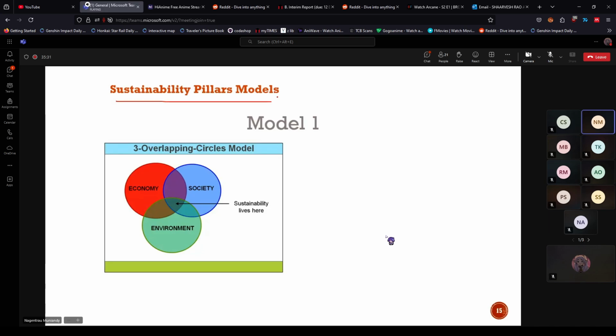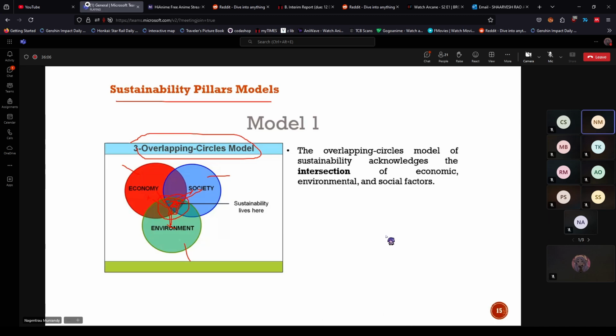There are 3 models. The first one, we call it the 3 overlapping circles model. That means we have economy, society, and environment, and this intersection point is what we call sustainability. So if I wanted to run something in a sustainable way, I should address the economy, society, and environment. I cannot focus on only one. I should focus on these 3 things, and these 3 things should work together, right? So the importance is given to all these 3 pillars. We cannot neglect any one of them.